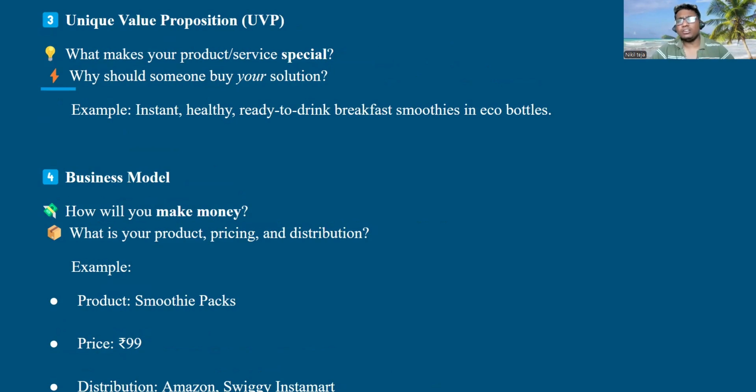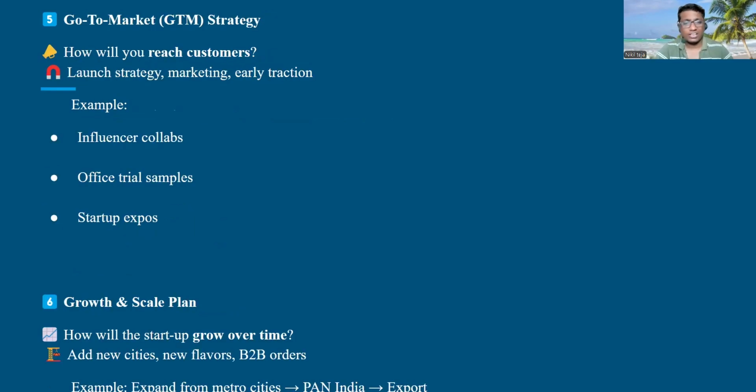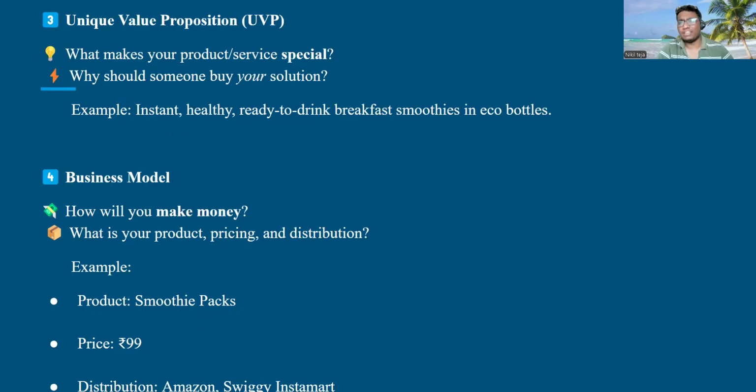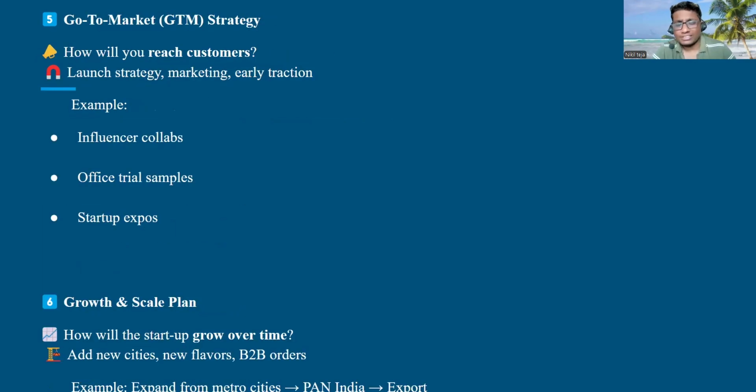It all depends on the financials. A business model is nothing but the financials of the company: how you will be generating profit and losses and all these things, basically how you will be making money. Go to market strategy is nothing but how you are reaching your customer, how you are communicating with your customer about your product. Next, growth and scale plan. You can understand that by reading the line only, right?